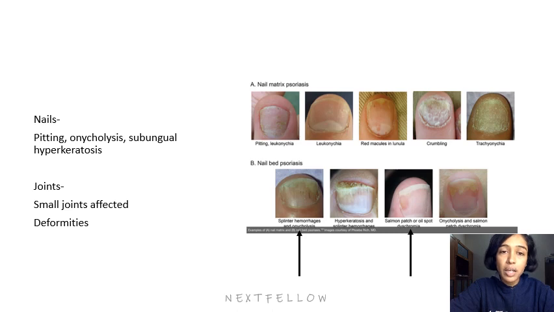Other features are subungual hyperkeratosis, leukonychia, which is whitening of the nail plate, and trachyonychia, which is destruction of all the nails. Joints are also affected. Usually these are the small joints and they can cause permanent deformities.